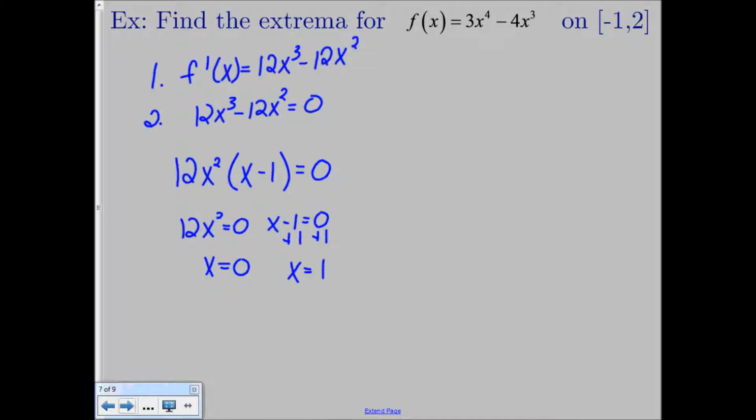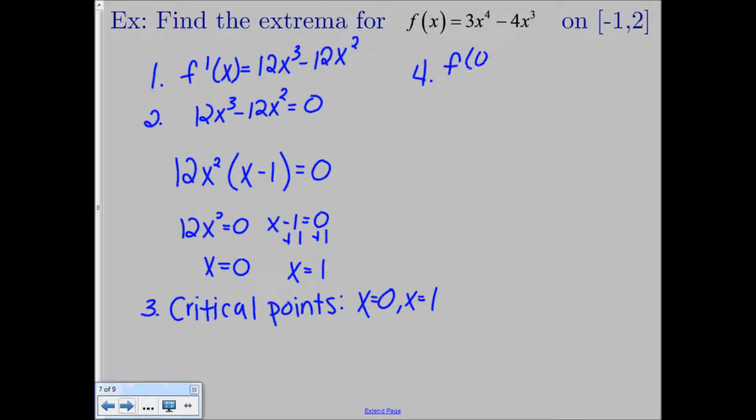So our critical values for this function, our critical points, critical values, whatever word you want to use, they're the same, are x equaling 0 and x equaling 1. So now because we're on a closed interval, we also want to look at our y values. So step 4, let's find all of the y values for our critical points. So let's find what f of 0 is and f of 1. So plugging in 0 to our original function, we're going to get 0 minus 0, which is going to give us a 0. When we plug in 1, we're going to get 3 times 1 minus 4 times 1, or in other words, we're going to get 3 minus 4, which is equal to -1.